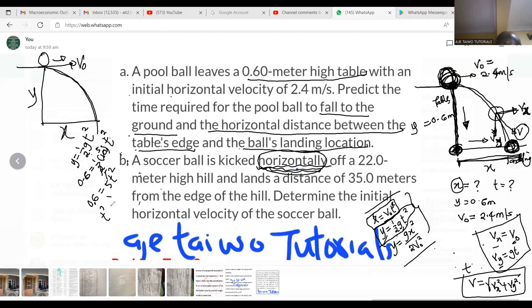So T squared equals 0.6 over 5. What's 0.6 over 5? 0.12. Thank you. What's now T? T is now square root of 0.12. What's the square root of 0.12 to anybody? 0.35. 0.35 seconds. Thank you.